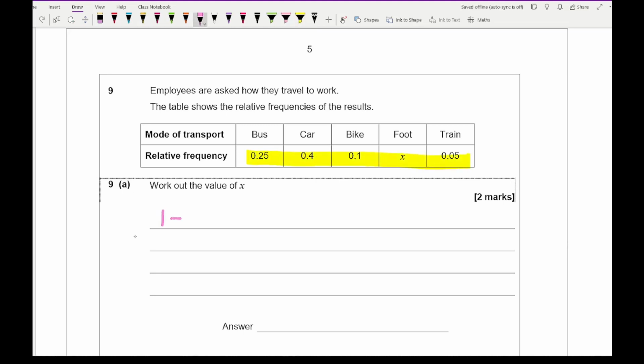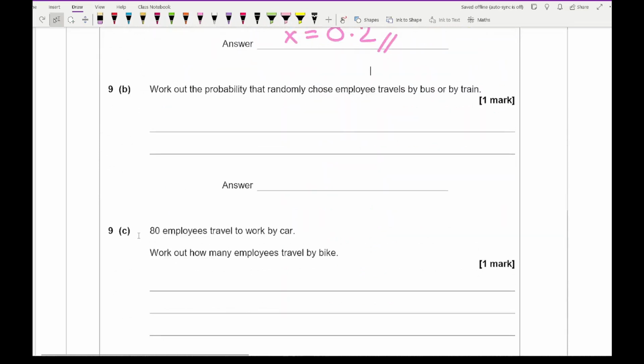So if I do 1 take away each of these probabilities, so 1 minus 0.25 minus 0.4 minus 0.1 minus 0.05, that should give me a value of X, which gives me the final answer of X equals 0.2. For B, it then says work out the probability that a randomly chosen employee travels by bus or by train. Now, bus or train, well, the probability of a bus is 0.25, or means add, and we want the probability of a train, which is 0.05, which gives an answer of 0.3.